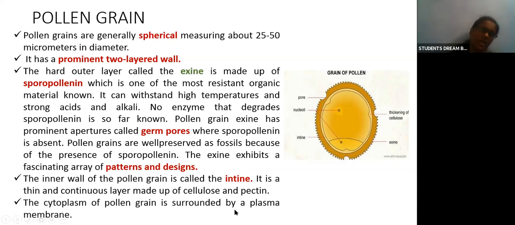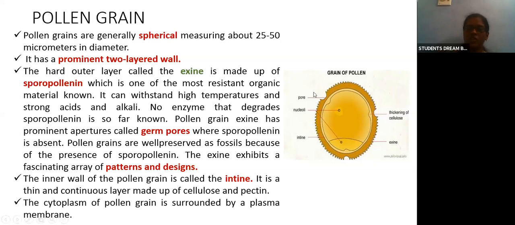The cytoplasm of the pollen grain is surrounded by a plasma membrane. Okay, so how is the structure of the pollen grain? It will be spherical, 25 to 50 micrometers in diameter. It has a two-layered wall. The outer layer is called exine, and the inner layer is called intine. Exine is made up of sporopollenin, a material which is the most resistant. It can withstand extreme conditions like extreme temperature, very strong acids, alkali, everything. Then there is a structure called germ pores.